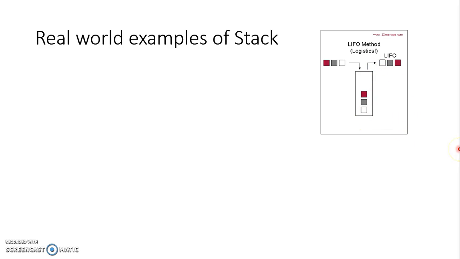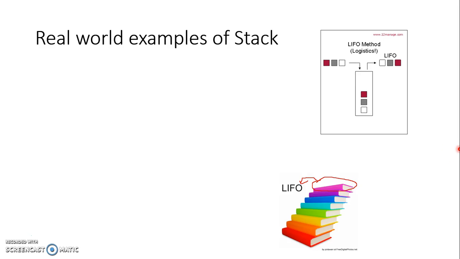The last element that is inserted goes out last. Let us see some real-world examples. This is a books stack, and if I want to take out the last one, I cannot take out the last one directly because all of the books will fall down. I can only take out the last book that is inserted, and I can only access the last book first, and then the next one, and so on.